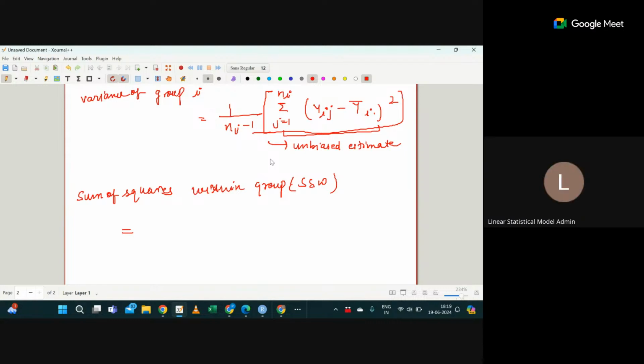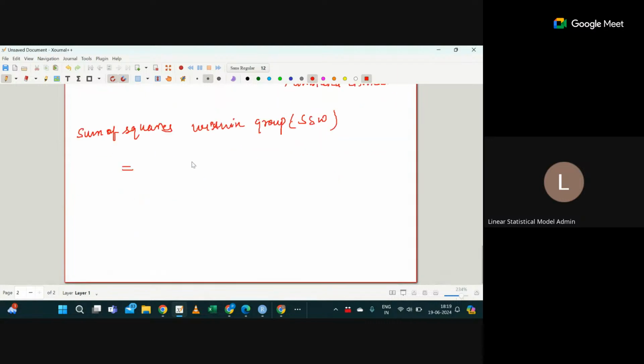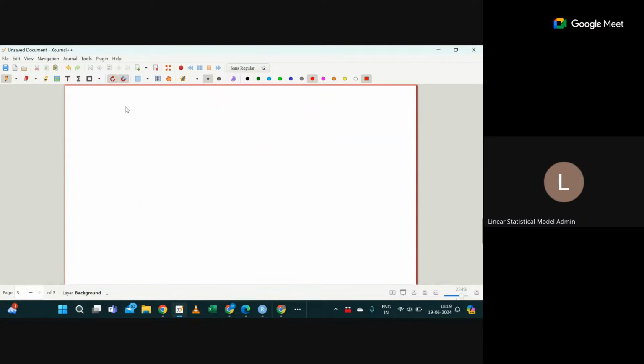Maybe I will write one equation, maybe that will help all of you. Normally we are writing the equation. That thing we haven't discussed here, but I will give you the idea. So what is the one-way model for one-way classification?